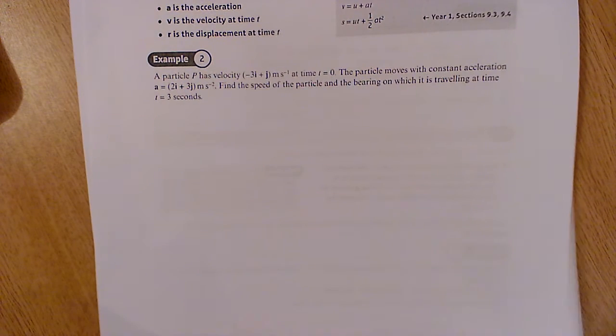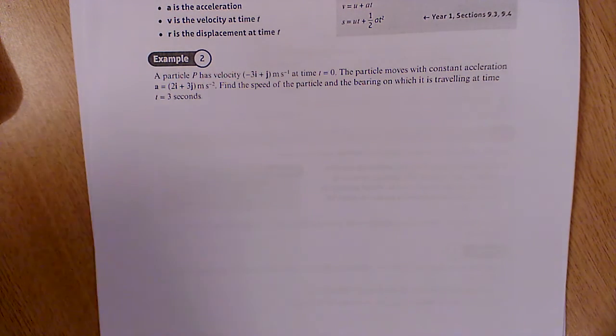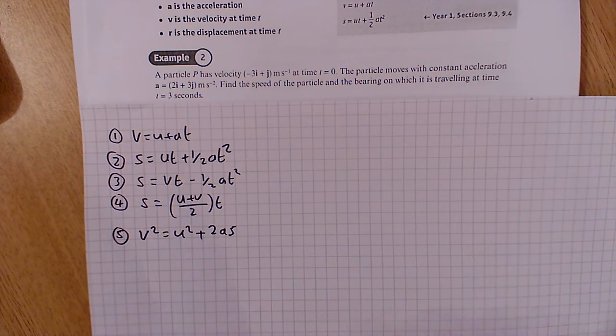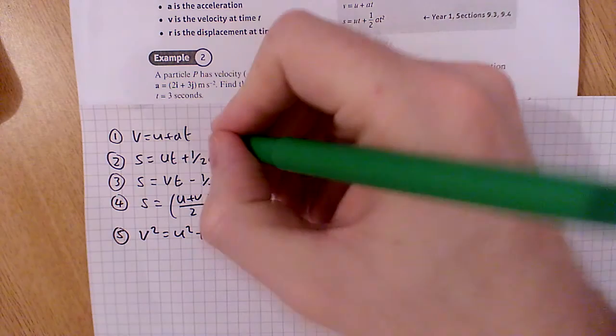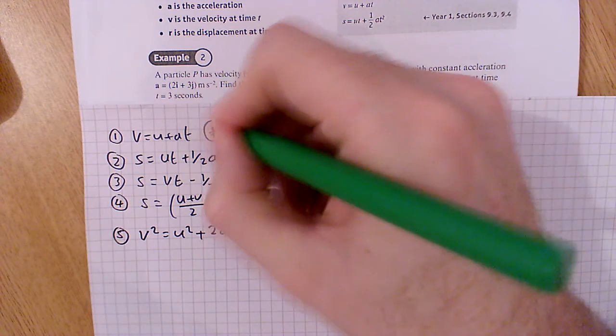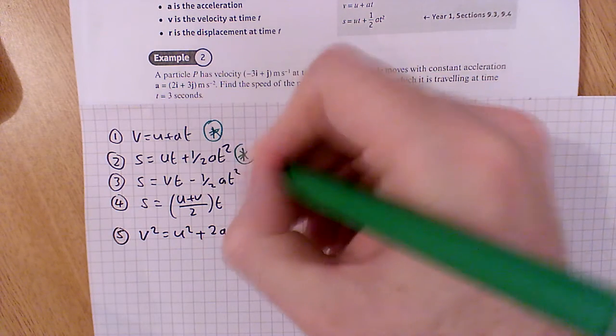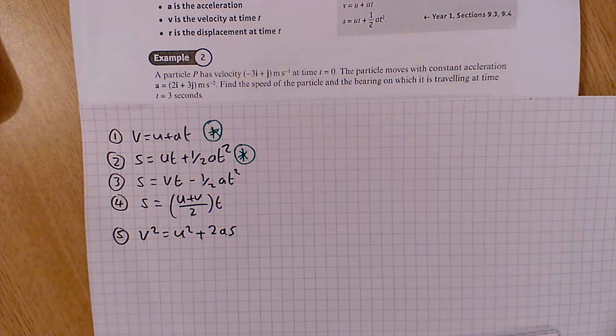Okay, so for example 2, we're going to think back a little bit to our SUVAT equations. We used these when we were dealing with stuff that was moving in one dimension in year 12, and we also used them in the projectiles unit. Now they don't all apply in vectors, right? The only two that we're actually going to use in vectors are the first two here: v equals u plus at, and s equals ut plus half at squared.